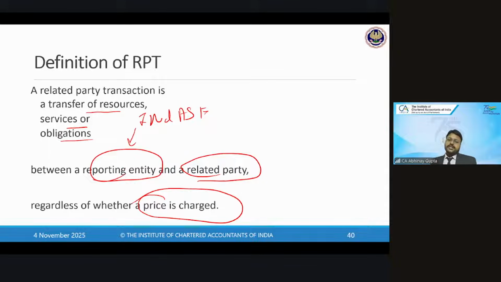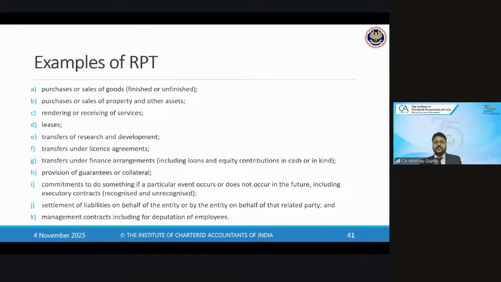So if no price is charged, then how will it be reported? It will be reported by way of a note, because you cannot include it at any value. So you will simply say a machinery valued at WDV, right? On the date of transfer, whatever the WDV was in the books of the company, is transferred to this particular related party at no cost, right? So this is where zero price transactions will be reported.